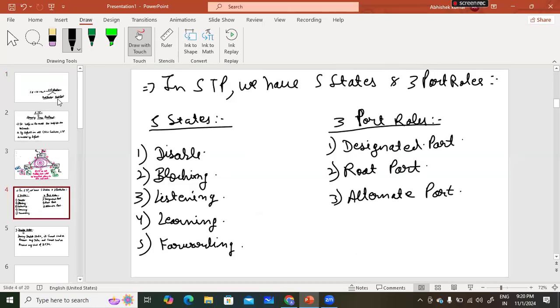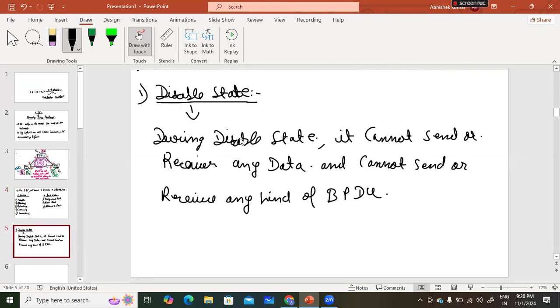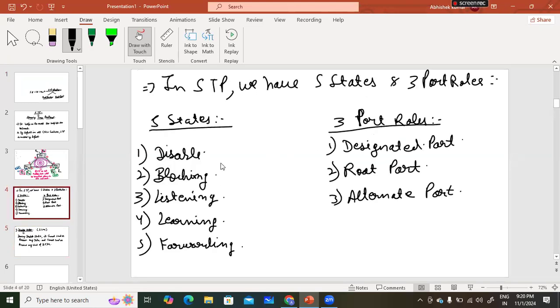These elections only take place with the help of BPDUs. So during the disabled state, even the STP elections will not start because it will not send the BPDUs, and forget about the data. Once it crosses the disabled state, make sure the disabled state is only for 2 seconds. Okay, now let's move on to the blocking state.